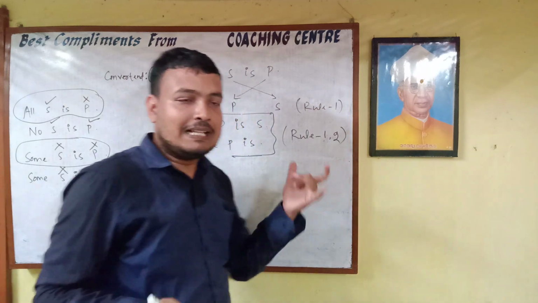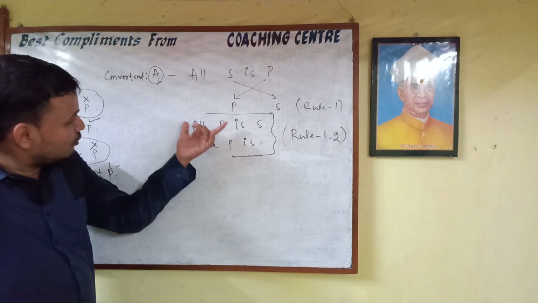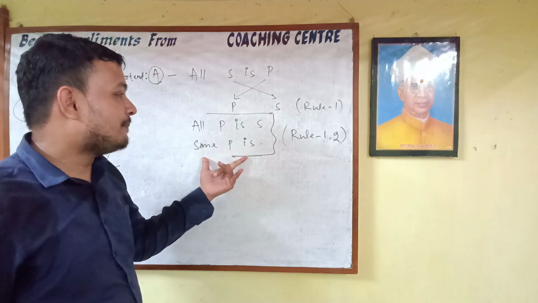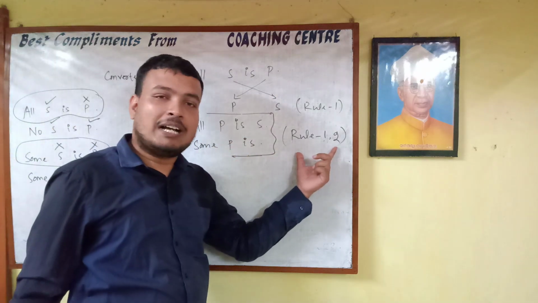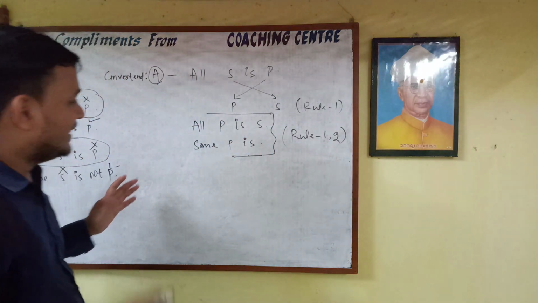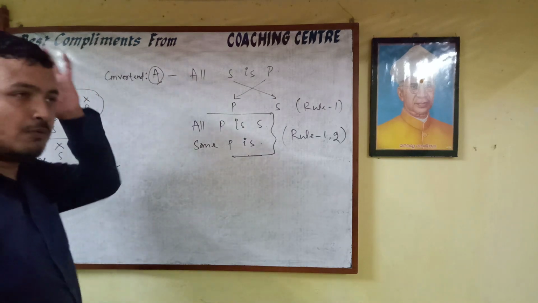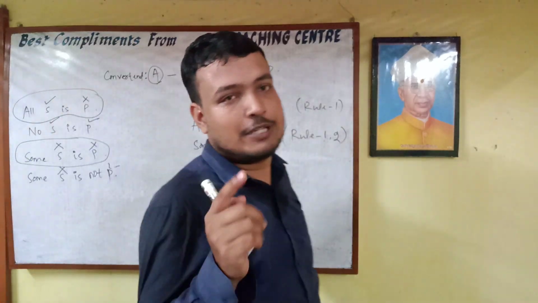This is known as what? Legitimate transposition. So simply, all P is S, some P is S. This is what? Rule 1 and 2 we will apply, right? Okay, next rule is what? Rule 3, and that is the most important rule.